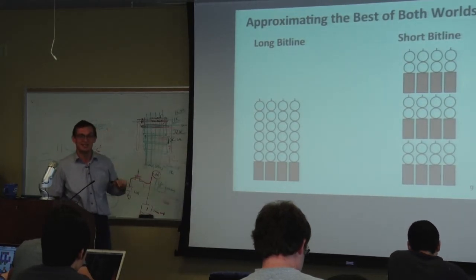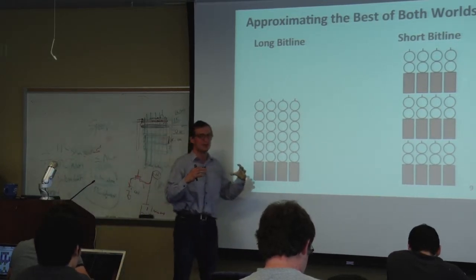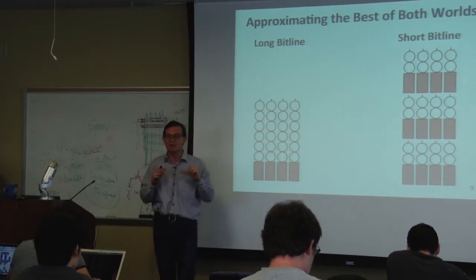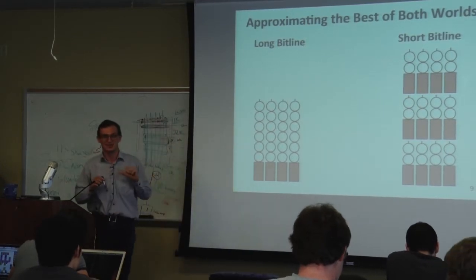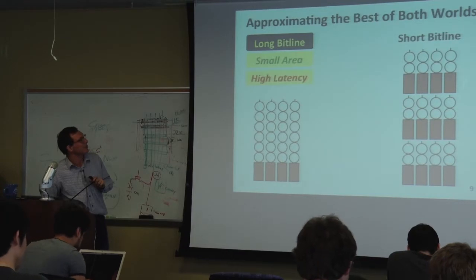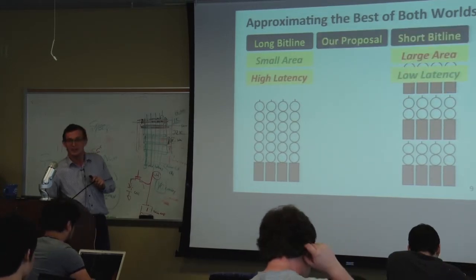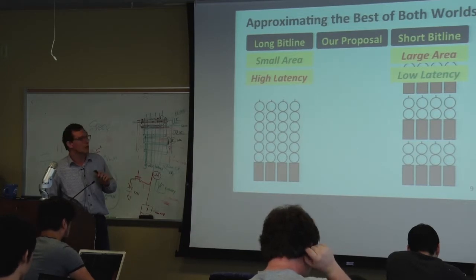That's the idea of TL-DRAM. And the idea is, again, remember, if you want to approximate the best of two things at the same time, heterogeneity is a good answer. The idea of TL-DRAM is a heterogeneous substrate. Basically, you have a long bit line that has small area but high latency, and a short bit line that has low latency but large area. How do you get the best of both worlds, or approximate the best of both worlds?